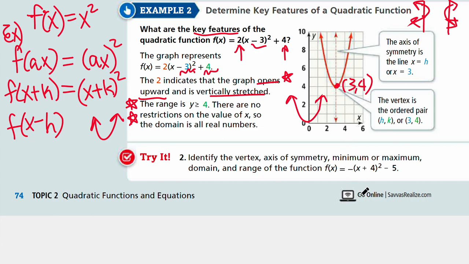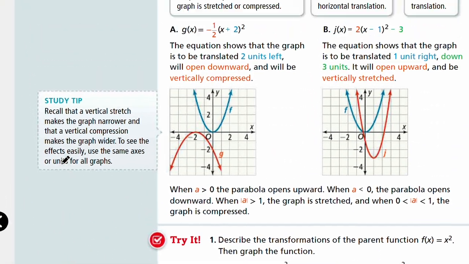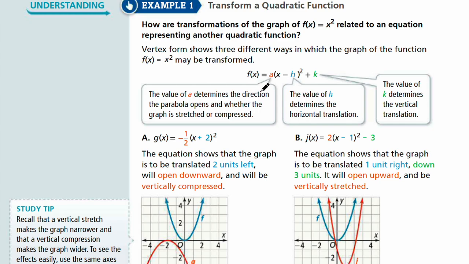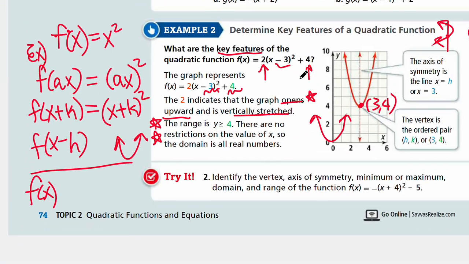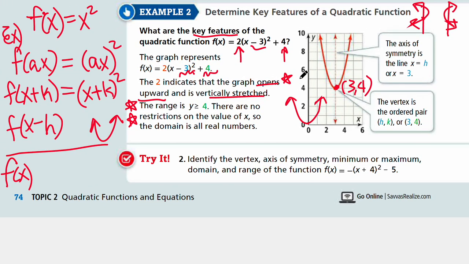So first of all, your function is in vertex form. We looked at it in example 1, right? It is a times parentheses x minus h squared plus k. So please remember that your vertex form is a times x minus h squared plus k. And this is already in vertex form, so you know that a is -1. So identify all the important information.